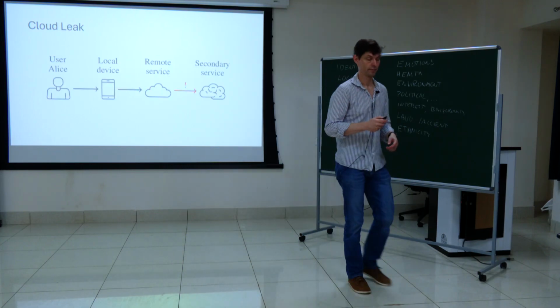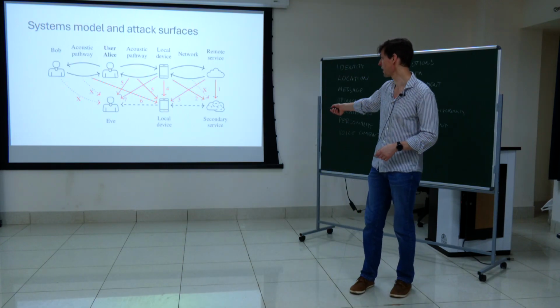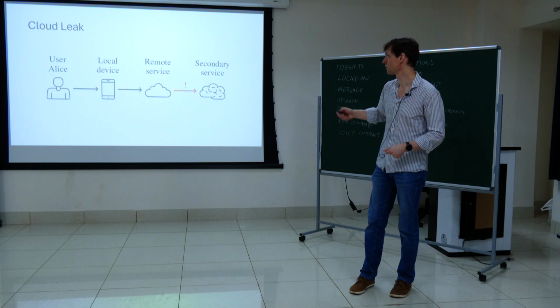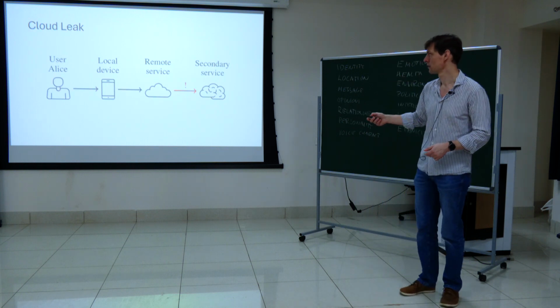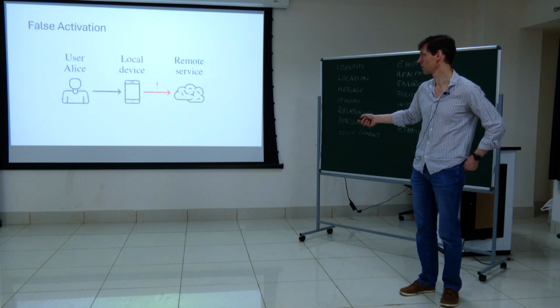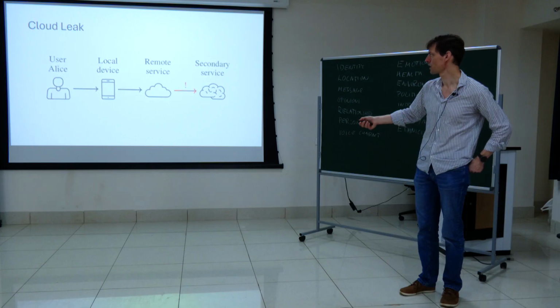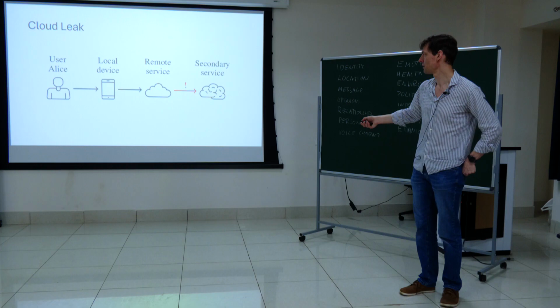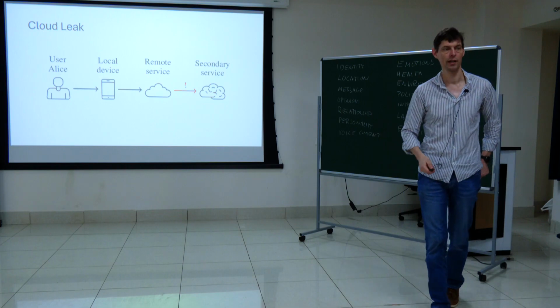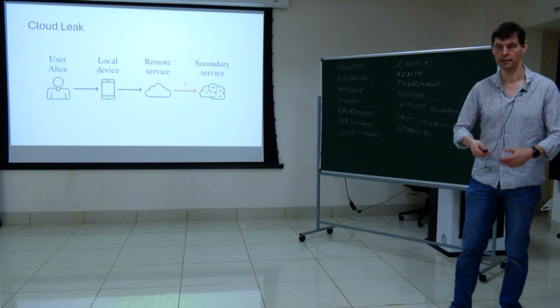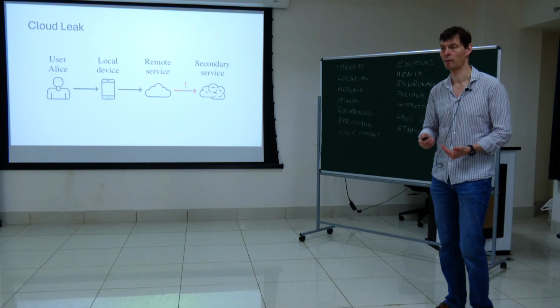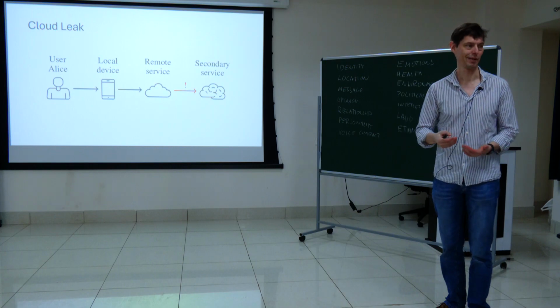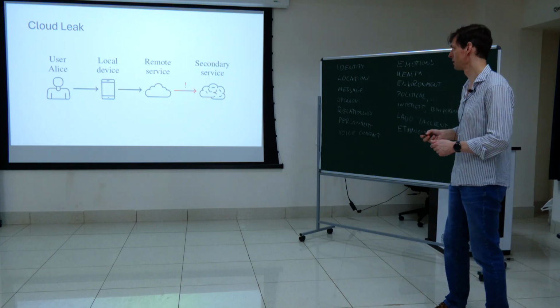So the first one, number one here, is what I call the cloud leak. So when user Alice talks to the device and asks for the weather in Japan, she expects to get the answer, but that information could also go to a second service, like an advertiser. That is probably the most common thing we think about, that it goes to a different place.